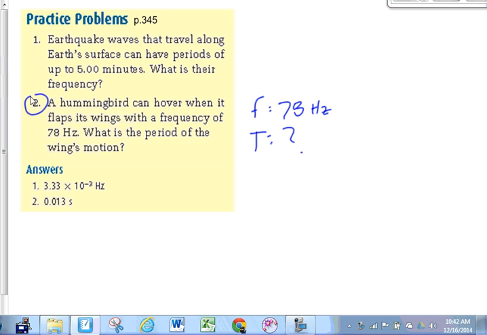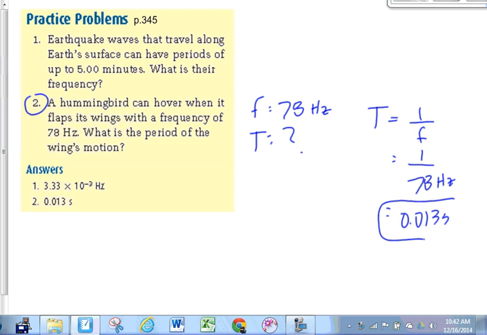What are we going to do? Divide by 60? No. T is equal to 1 over F, right? So 1 over 78, which gives us 0.013 seconds. We don't need to divide by 60 because hertz is already cycles per second, and we're looking for a period in seconds.